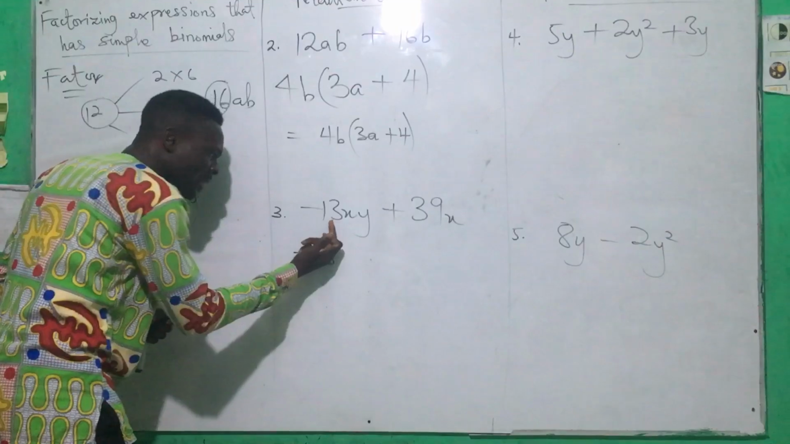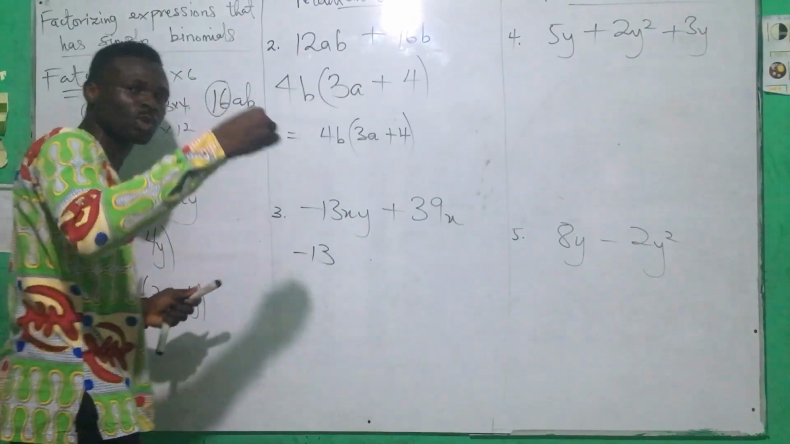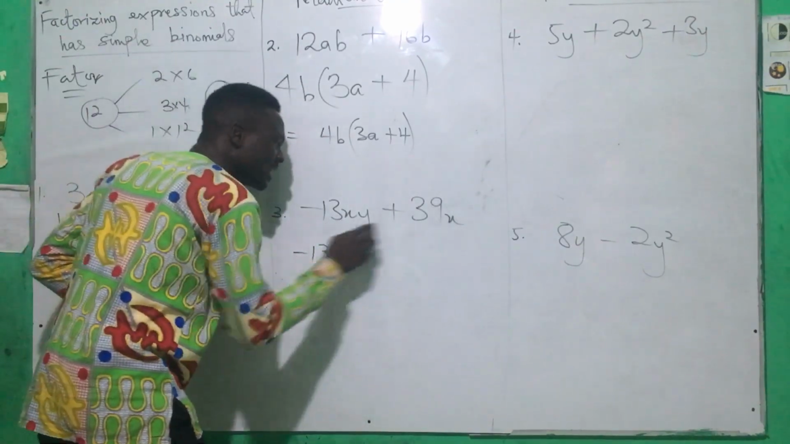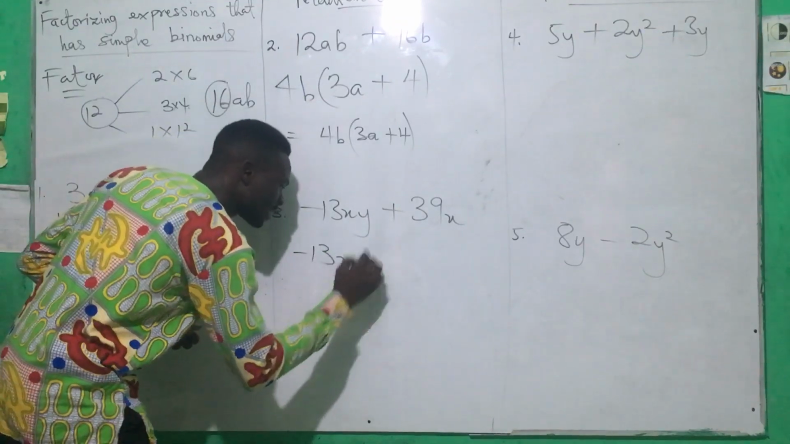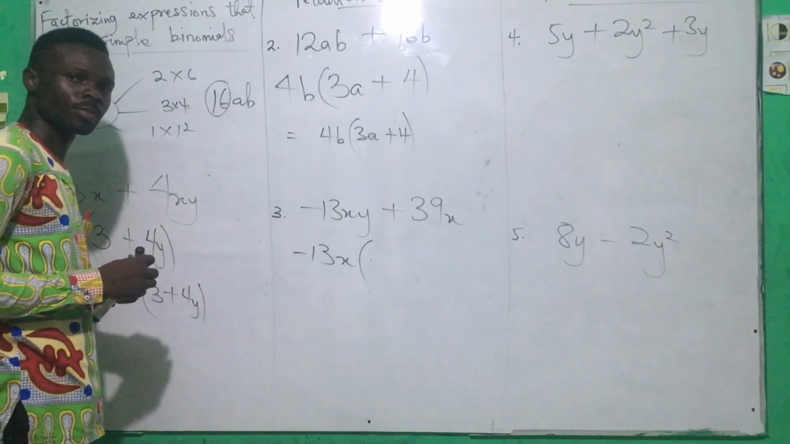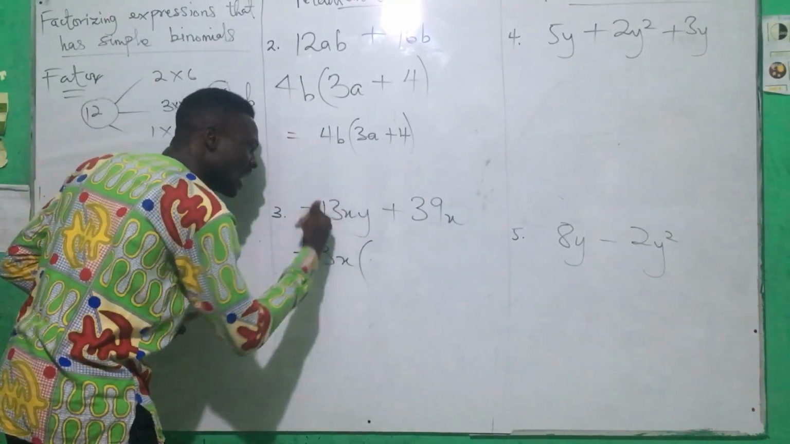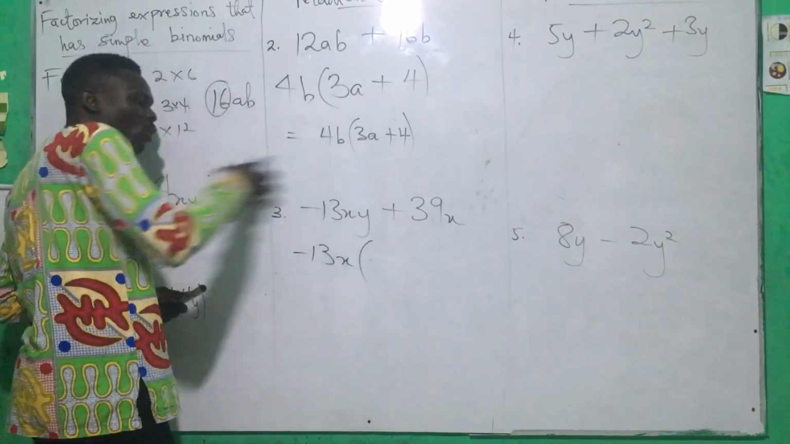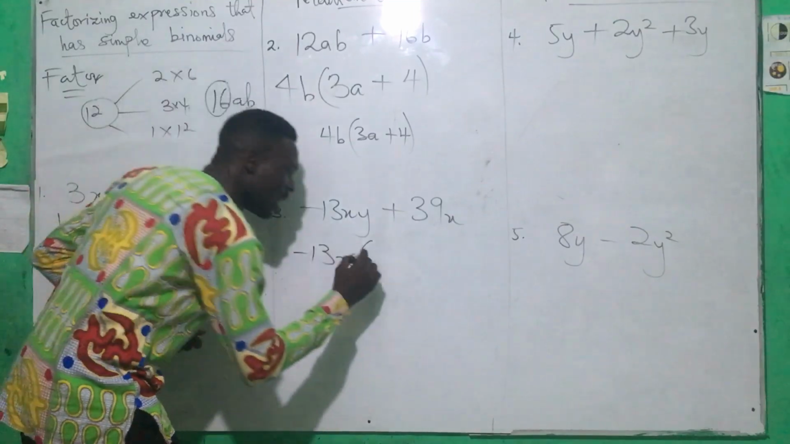So now that I have factored 13 out, which is the whole number, and happens to be the highest common factor for negative 13 and 39, now look at the variable. What is common? You have x, so also factor the x out. Now I have bracket of, you have negative 13xy, and you have brought negative 13x out from this expression. What are you left with? I'm left with y.